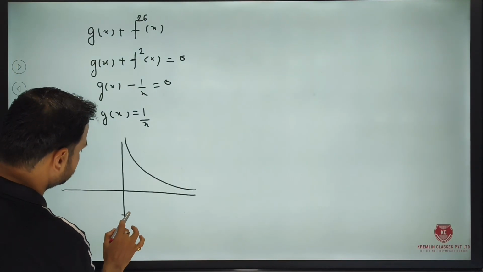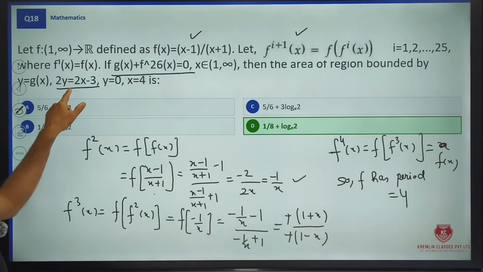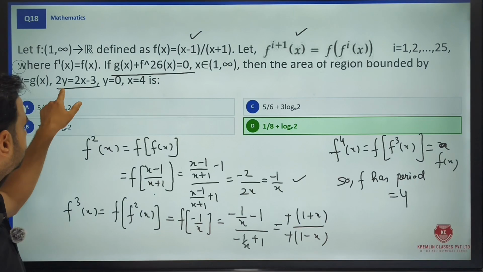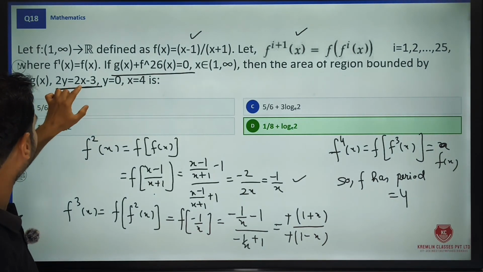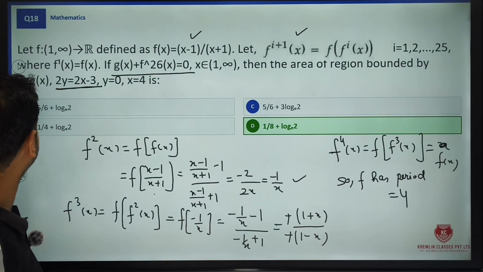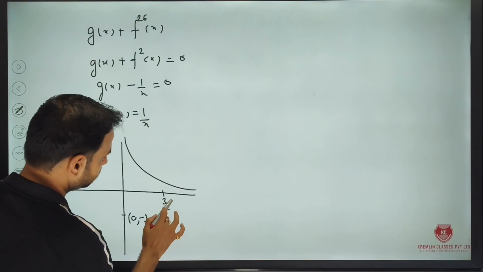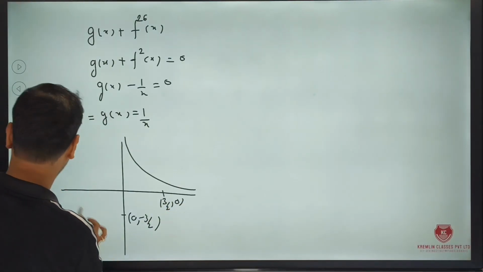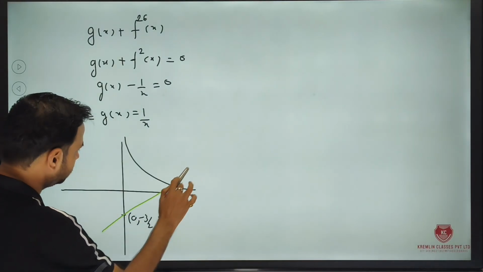X equal to 0, y equal to minus 3 by 2. Here what I am doing, I am drawing this line. This line is when I am putting x equal to 0, y equal to minus 3 by 2. When I am putting y equal to 0, x equals 3 by 2, somewhere around. So the line will be like this.